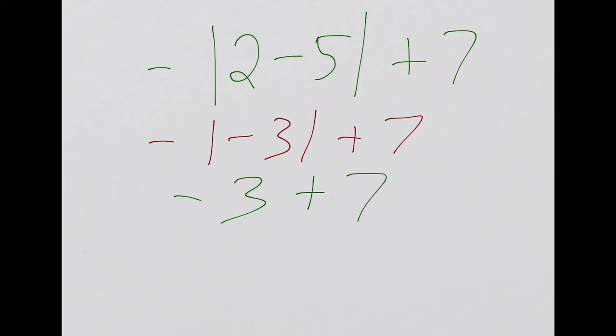But notice that negative from outside of the bracket remains, because that is actually a negative 1 being multiplied by whatever the absolute value turns out to be. So in this case, we end up with negative 3 plus 7. And if we think about a number line, we're starting negative and heading to the right. So our final answer is going to be a positive 4.